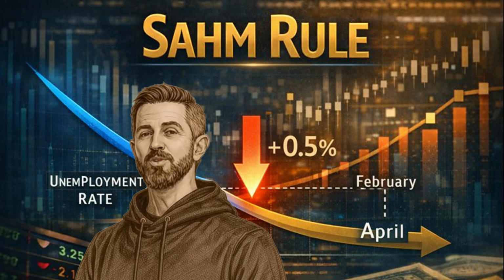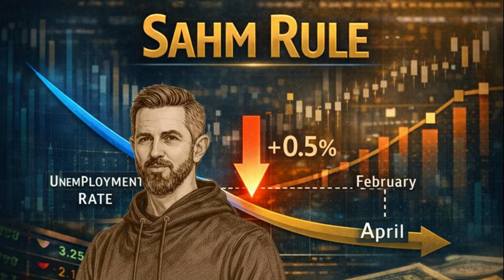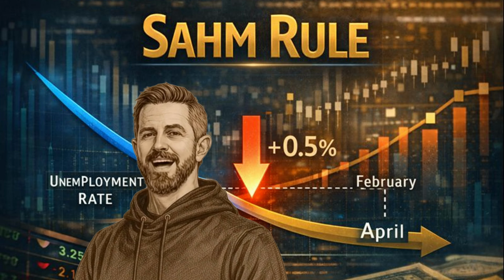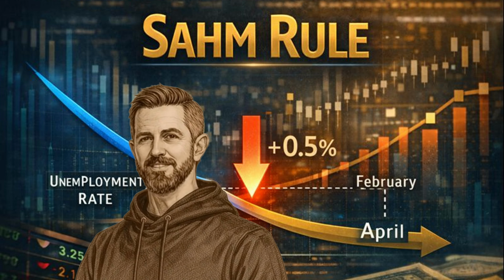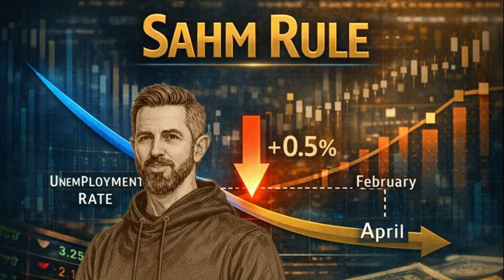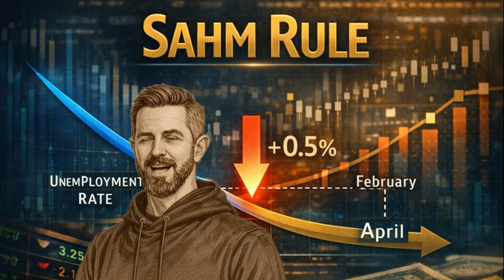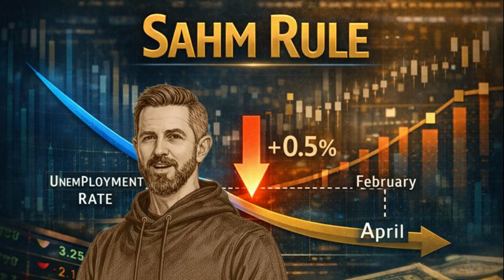Historically, when the Sahm Rule triggers, recessions are already underway. Employers are slow to lay off workers. Labor is usually the last thing to break. Once it does, stress has already spread. This is the key distinction. The Sahm Rule does not warn that trouble is coming. It confirms that trouble is already here. That makes it powerful, but also late cycle.